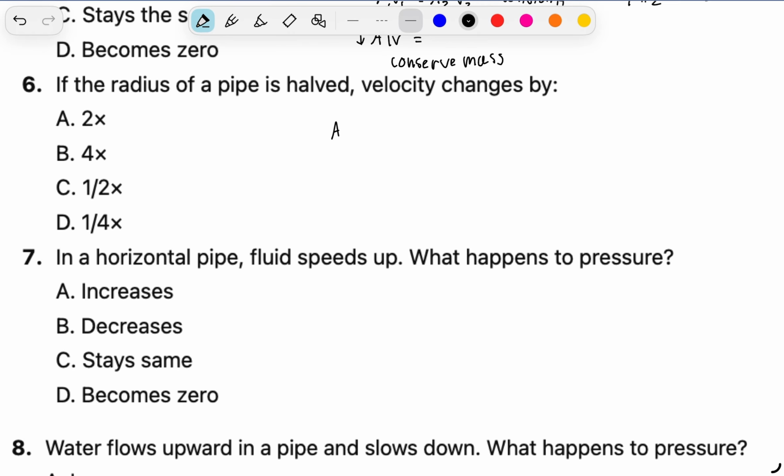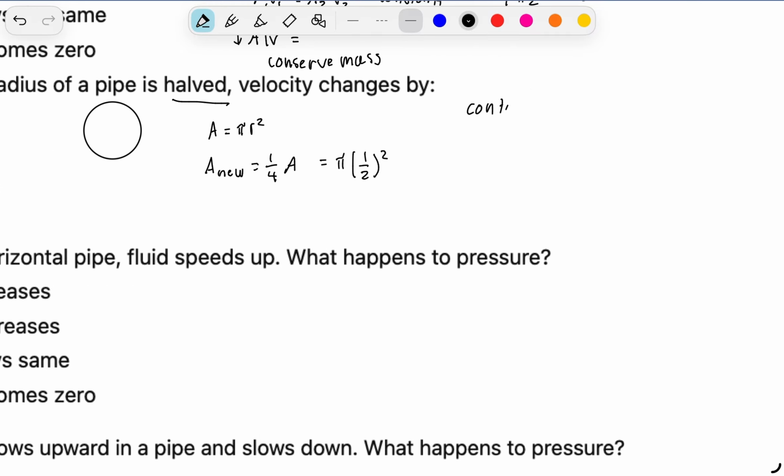So we know that for the area of a pipe, we're typically going to have a circular pipe. And this is the formula for the area of a circle, which is pi r squared. So our area is going to be equal to 1 over 4 of A if we have our radius, because we have pi times 1 over 2 squared. And 1 squared and then 2 squared gives us 1 over 4. That's the ratio.